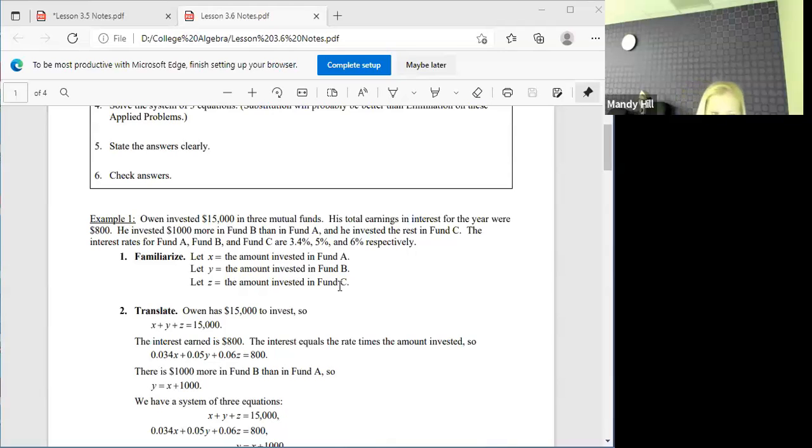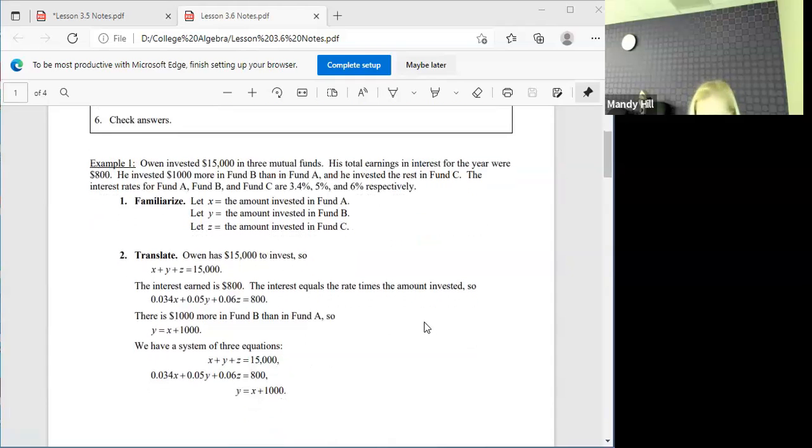So they said Owen invested $15,000 in 3 mutual funds. His total earnings in interest for the year were $800. He invested $1,000 more in Fund B than in Fund A, and he invested the rest in Fund C. The interest rates for Fund A, B, and C are 3.4%, 5%, and 6% respectively.